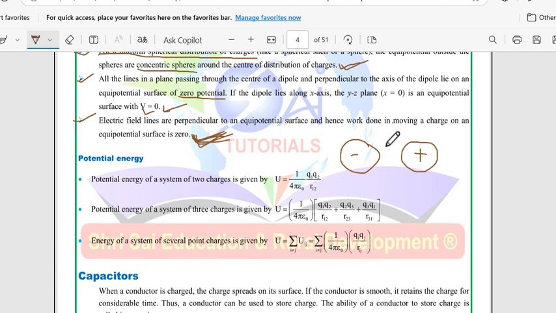How will the two charges attract each other? Let us see. They go on attracting each other, they will lie next to each other, and they form a polarity like this.